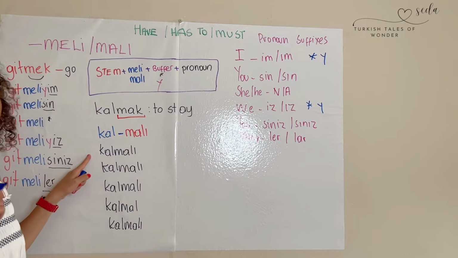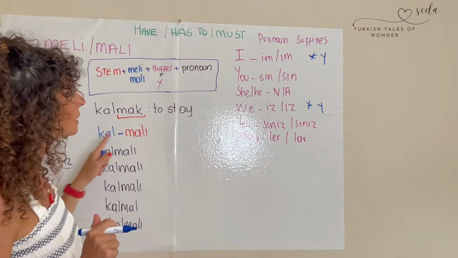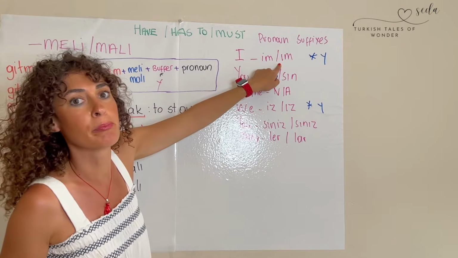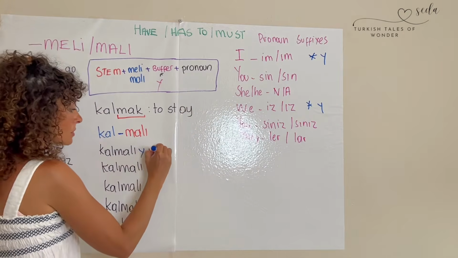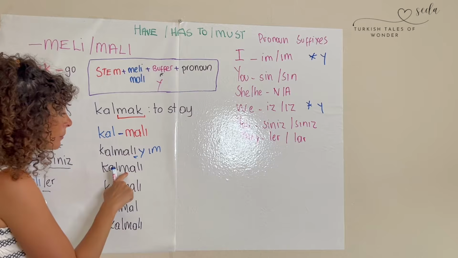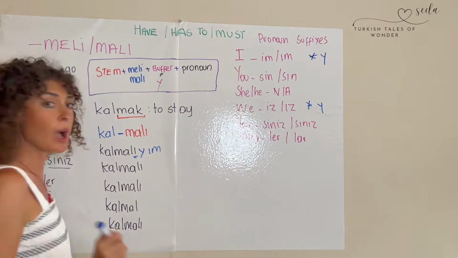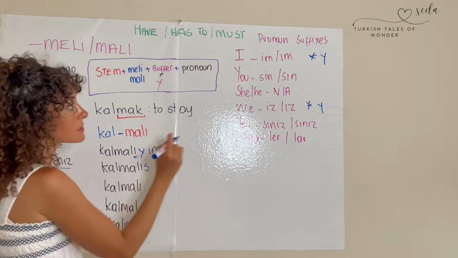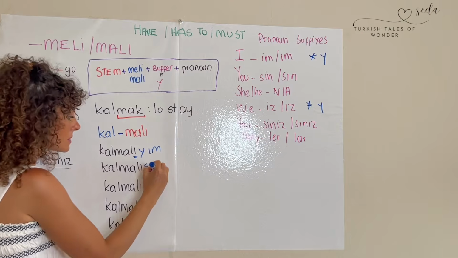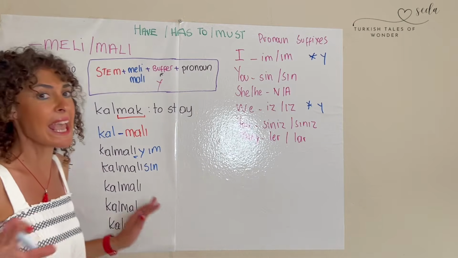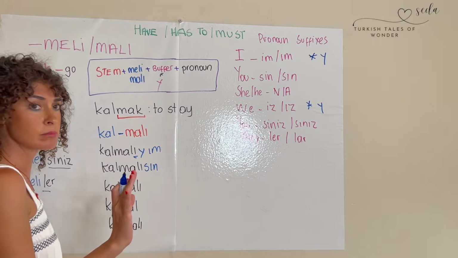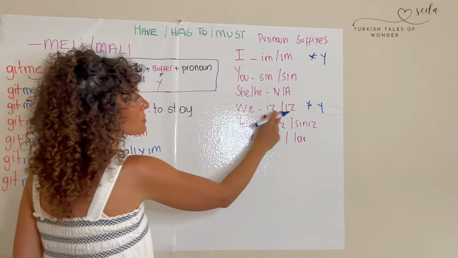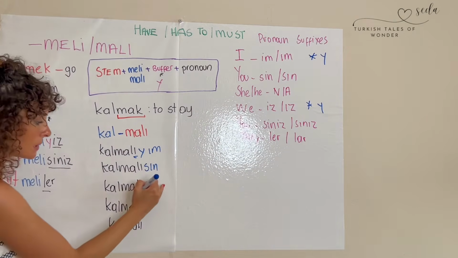Kalmalı. I have to stay. Kalmalı. We will add Y. Which one will I add? Im or yim? Because look, it's here. Kalmalı. Do I need a buffer letter? No, because yes, this ends with a vowel, but this doesn't start with a vowel. Kalmalısın. And the third person, yeah, easiest one, nothing. Kalmalı. He, she must stay. Nothing. And when we come here, iz or yiz. Again, iz. Kalmalıyız.